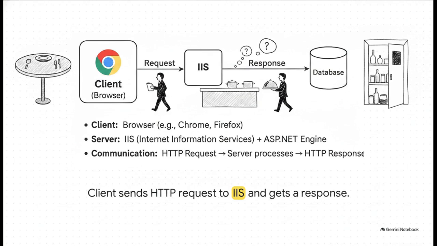order. Now, if the waiter needs specific ingredients, they check the database, which is basically your pantry. Finally, the server brings the finished meal, the fully rendered HTML web page, back to the browser as an HTTP response. It's really just a simple, continuous request and response cycle.